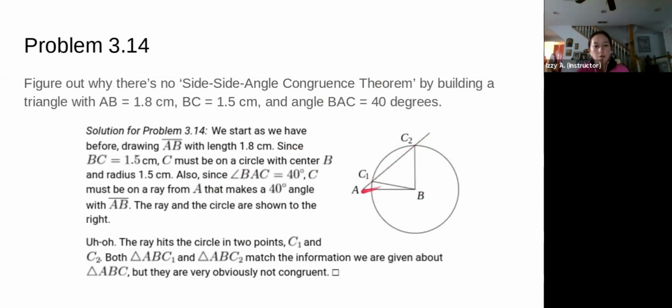And if we go back to the original information, we can see that both triangles created, so triangle ABC1 and ABC2, match the information we are given about triangle ABC, but we can see that they're not congruent. So this means that we cannot use side-side-angle to prove that triangles are congruent.